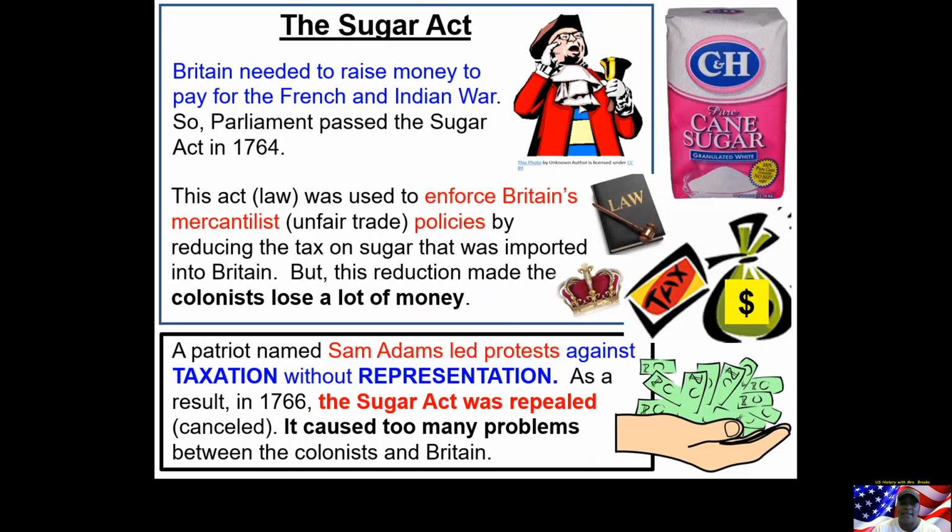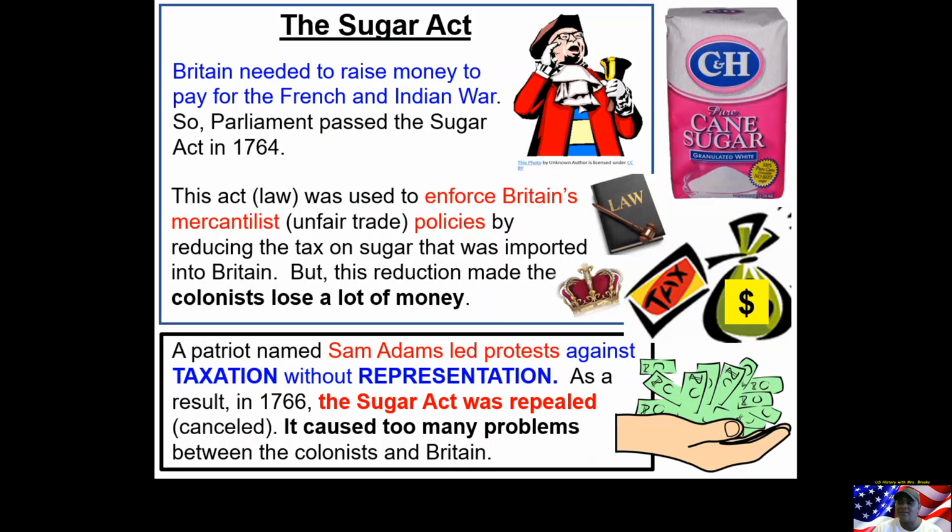Well, Britain has to raise this money to pay for the French and Indian War. So Parliament, those are the lawmakers back in England, they pass what is called the Sugar Act. Now, the Sugar Act is going to save the king a lot of money because when the sugar is imported back into England, the king wants the tax cut in half.